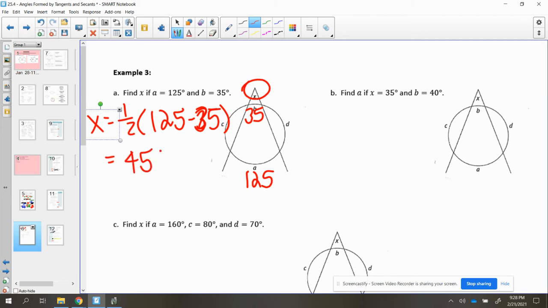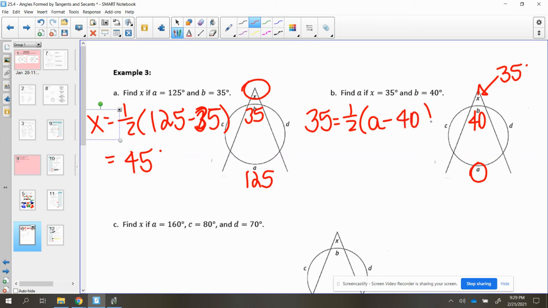But we get a little bit of a switch up in the next one, because what we're looking for this time is A, given that we have our angle is 35 and the near arc is 40. So on this one, now we have the angle. What we don't have is the far away arc.